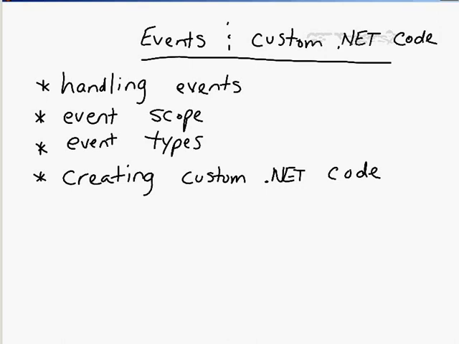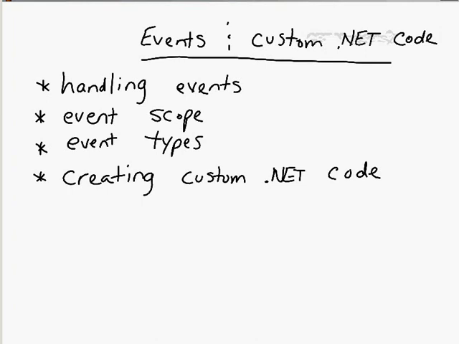SSIS Handling Events in Custom .NET Code. When you're running an SSIS package, all sorts of events are getting thrown off. For example, if you've got an error, that would be an OnError event. Or if you have a warning, that would be an OnWarning event. Or you can have a PostExecute event. There's a whole handful of different events that are constantly getting thrown off.